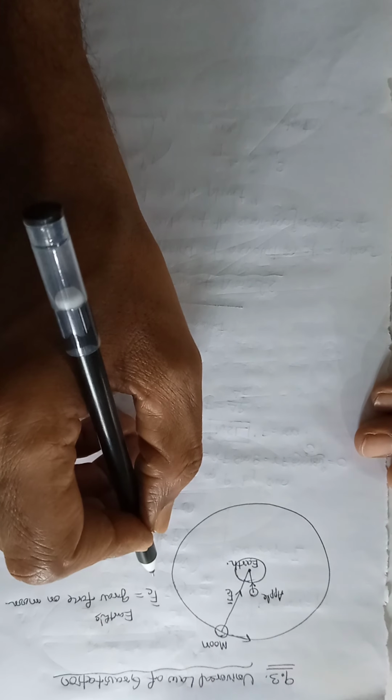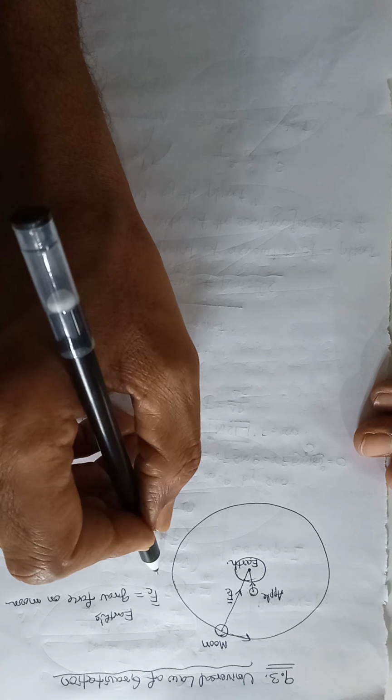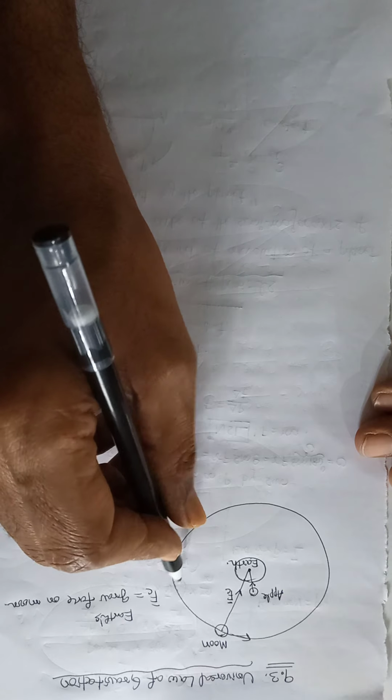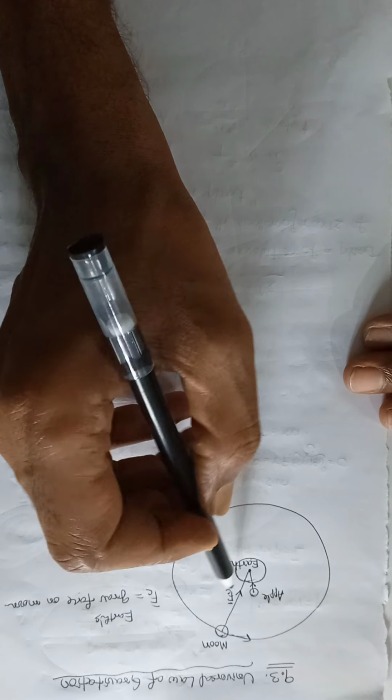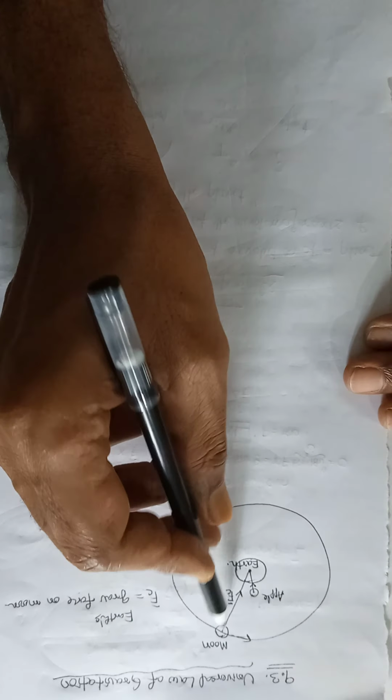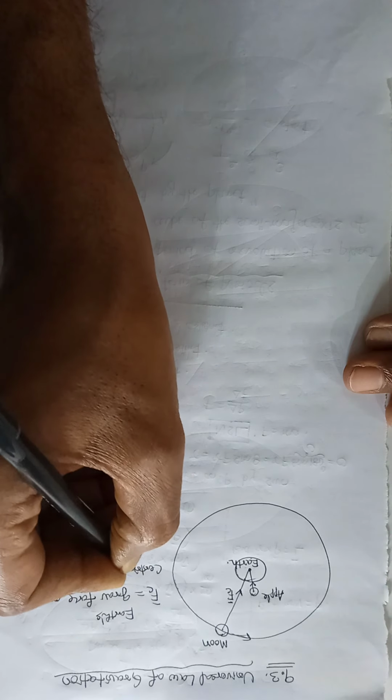But still no expression was invented for Earth's gravitational pull on any body. So since here the gravitational force is towards the center of the earth, therefore this is taken as a centripetal force, and centripetal force expression we know. Expression for centripetal force is mv square by r.